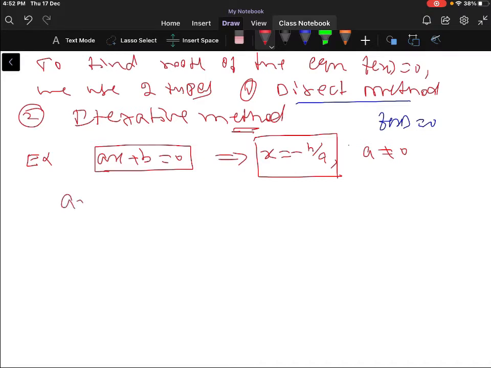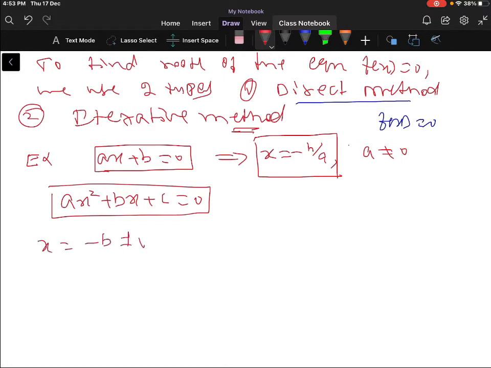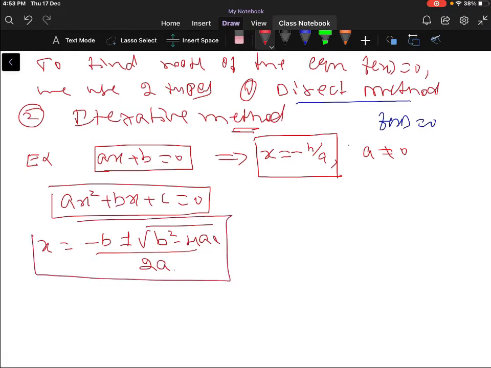And let us take a second example, ax square plus bx plus c is equal to 0. So this equation has two roots. We'll get all the roots at a time, and so this direct method gives the exact answers to this equation. So you know the roots of this equation, x is equal to minus b plus or minus square root of b square minus 4ac by 2a. So we'll have two roots at a time, and so these two roots are exact roots of the quadratic equation.